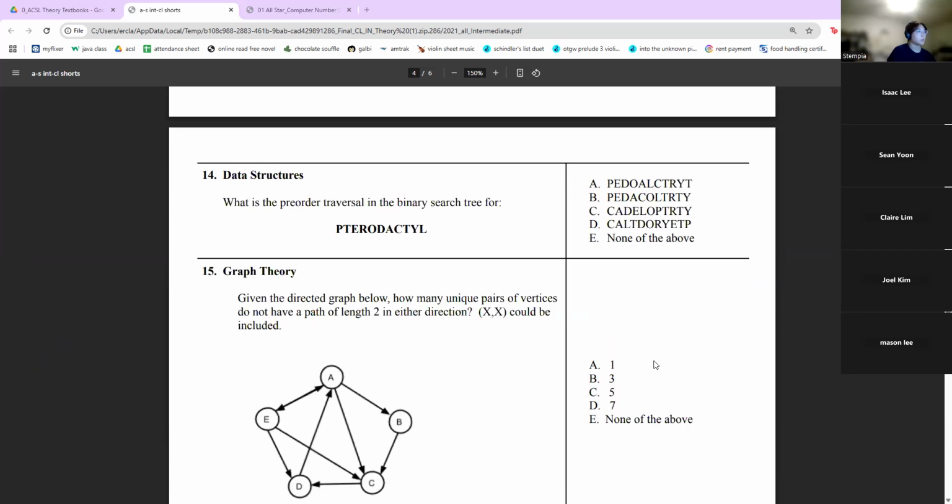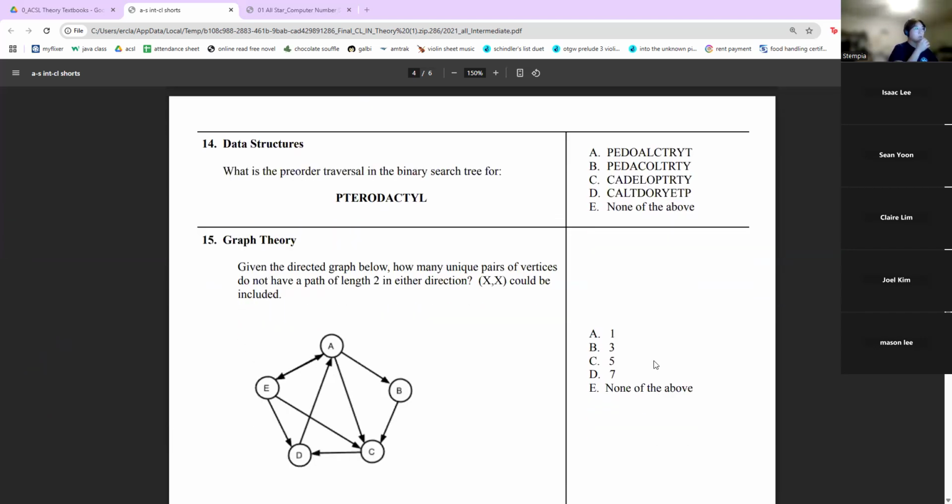I feel like all of the answers so far have been like B or C.